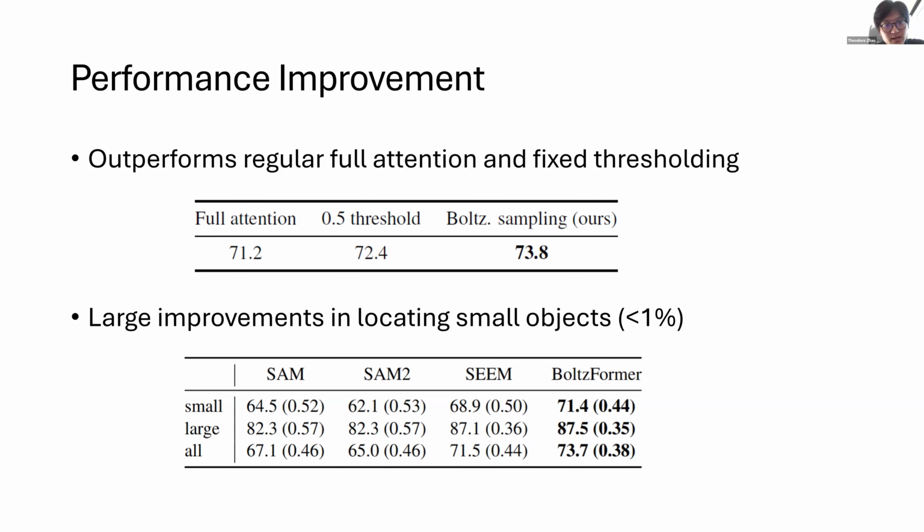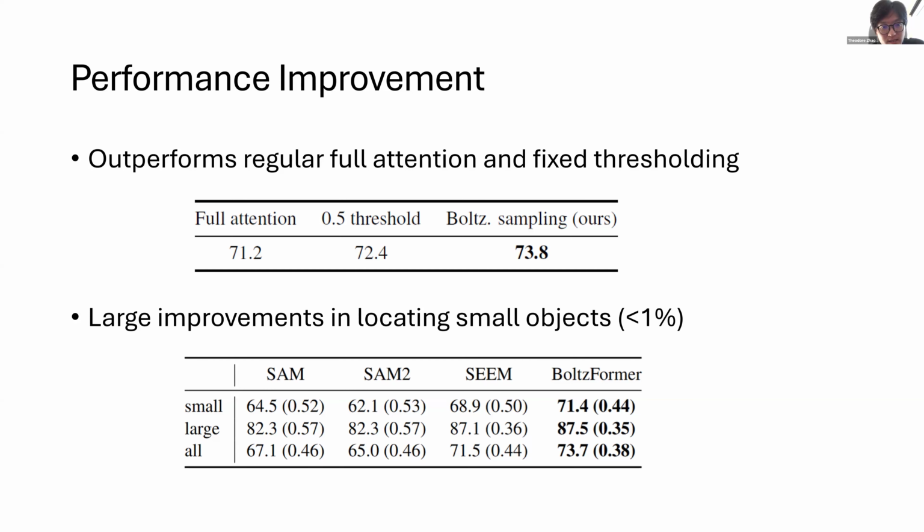We compared this Boltzmann sampling to a traditional full attention, so simply passing all the image patches to the cross attention model. We also compared with a static thresholding that was used in previous work. And we also compared the improvement of the model specifically in locating small objects. The definition of a small object is less than 1% of the image area.